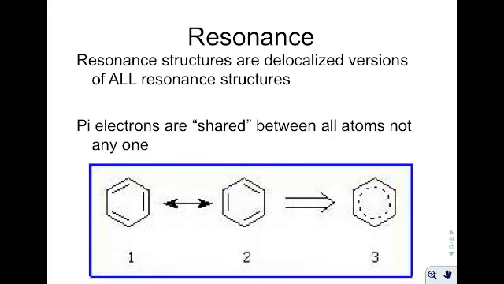Resonance structures are delocalized versions of all resonance structures. The most famous one that you'll see is benzene. Whenever you see benzene, benzene represents a ring structure. Now each point on the ring represents a carbon. So benzene is C6H6. And if you were to look at this, you see the connectivity of it is such that, actually let me draw it out a little bit better so you can see it.